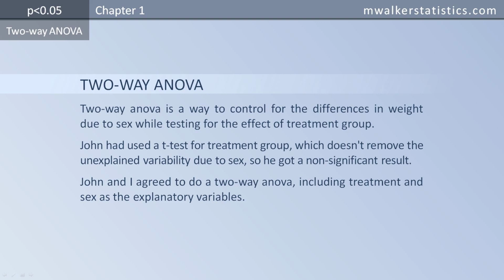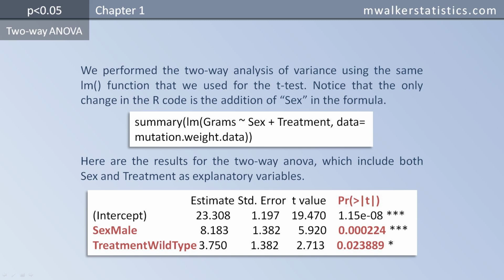John and I agreed to do a two-way ANOVA, including treatment and sex as the explanatory variables. We performed the two-way analysis of variance using the same LM function that we used for the t-test. Notice that the only change in the R code is the addition of sex in the formula. Here are the results for the two-way ANOVA, which include both sex and treatment as explanatory variables.